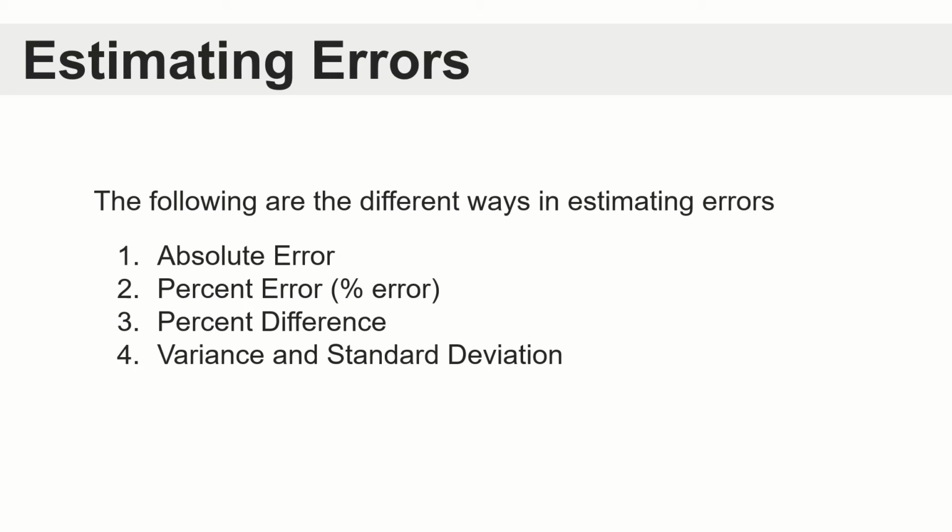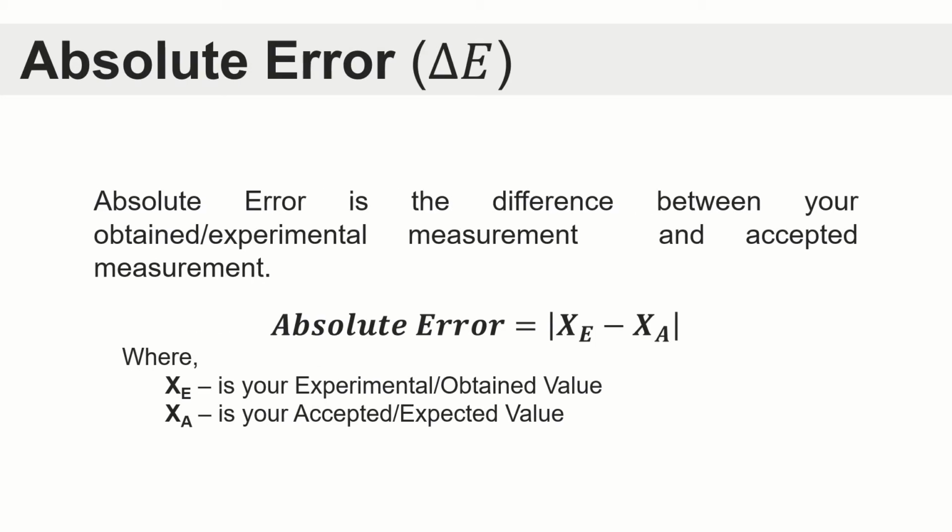So how do we estimate errors in our measurements? The following are the different ways of estimating errors. We can look for the absolute error, the percent error, the percent difference, and variance and standard deviation. So let's define the following and study the examples given.